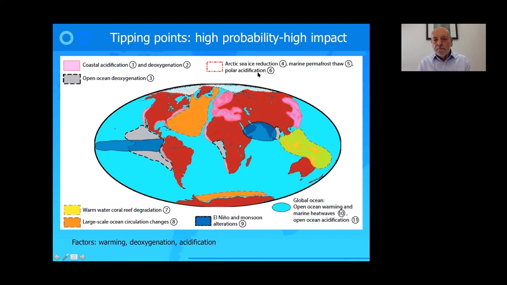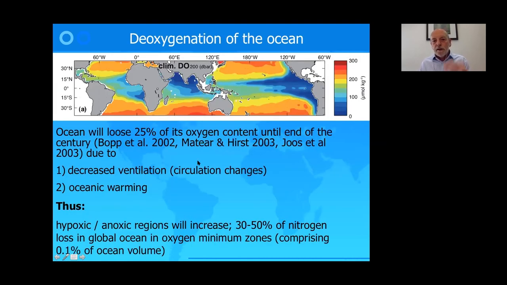Then we have permafrost thaw bringing in some inorganic nutrients and so on. And the deoxygenation is affecting quite some parts of the ocean, as indicated here. This is the oxygen content at 200 meter depth in the ocean. So we do already have quite some areas in the ocean where we have low oxygen or no oxygen present, like here in the Arabian Sea, but also in the Pacific at 200 meters.